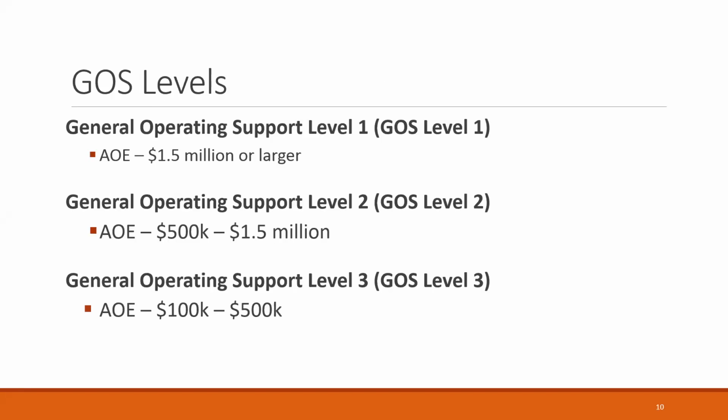General operating support is broken up into 3 levels. We have panelists that serve on all 3 of these levels, but this is broken up namely by size. And so organizations between 150 and 500, 500 and 1.5 million, and 1.5 million or larger.